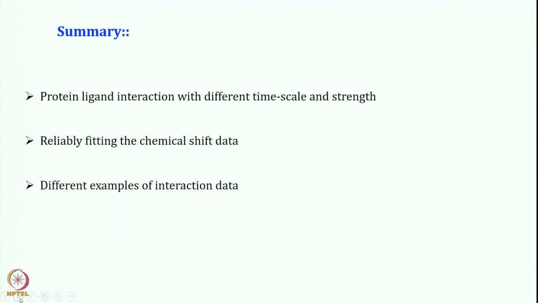Let us summarize what we saw today. Protein-ligand interaction happens with different time scales and different strengths, strength in terms of Kd and time scale in terms of the exchange rate with respect to NMR time. And one can reliably fit the chemical shift data to find the Kd. I showed you some examples of interactions where you can look at the chemical shift perturbation or the disappearance of the peak to get an idea of where these proteins interact, and using this information you can create a complex model.